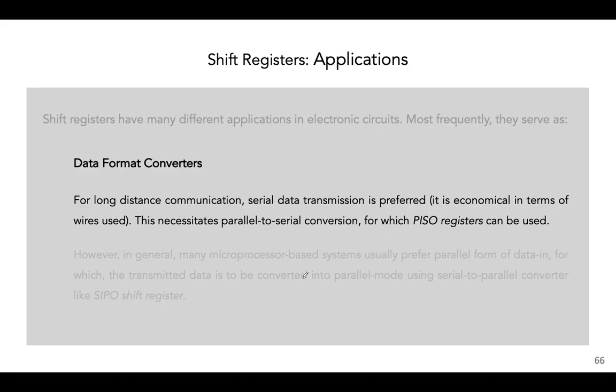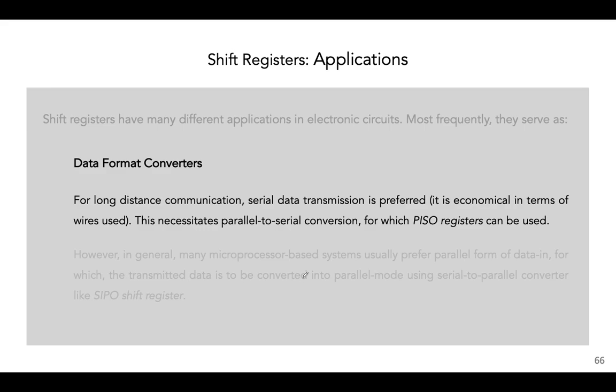Another application of shift registers is that they can serve as very good data format converters, right? And all of that has to do with how they take in data and how they take out the data, right? So for long distance communication, serial data transfer is preferred because in parallel transmission, you need to have as many data lines, as many communication channels as there are bits in your data.